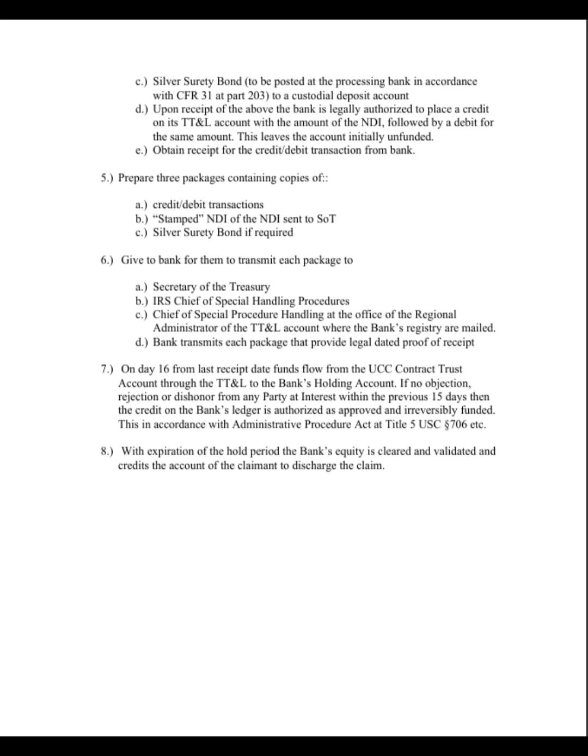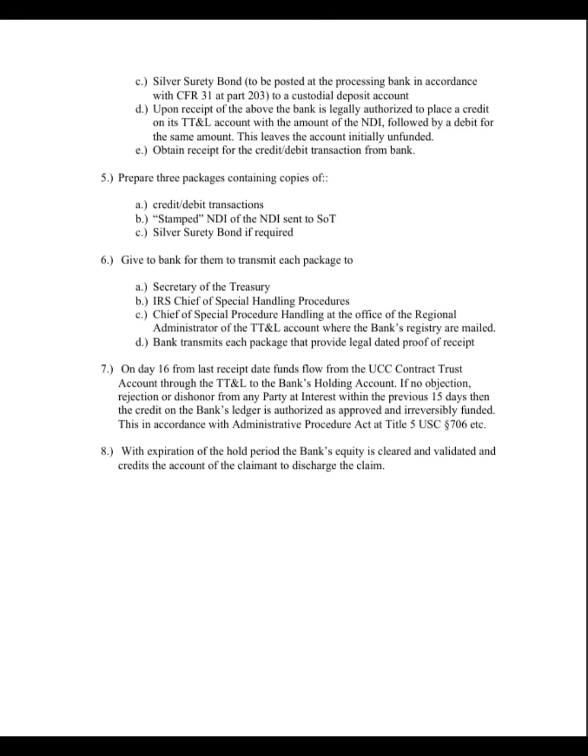7. On day 16, from last receipt date, funds flow to the UCC contract trust account through the TTL to the bank's holding account. If no objection, rejection, or dishonor from any party at interest within the previous 15 days, then they credit the bank on the bank's ledger is authorized as approved and irreversibly funded. This is in accordance with Administrative Procedure Act Title 15 USC Clause 706. 8. With expiration of the hold period at the bank, equity is cleared and validated and credits the account of the claimants to discharge the claim. So these are the processes that the banks have to go through as well.